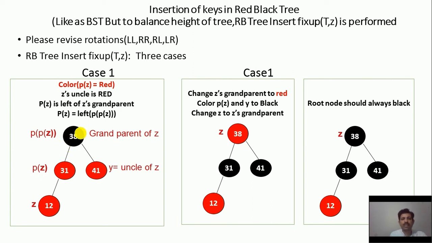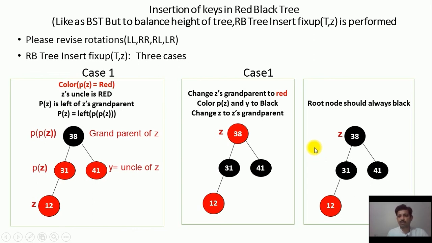This is the unbalanced case. When P of G is red, uncle is red, and P of G is the left child of the grandparent of G, the solution is to color P of G and uncle black, color the grandparent red, and make the grandparent G. Because this is the root node, and the root node cannot be red, we have to color it black. So this is the solution where we get the balanced tree.